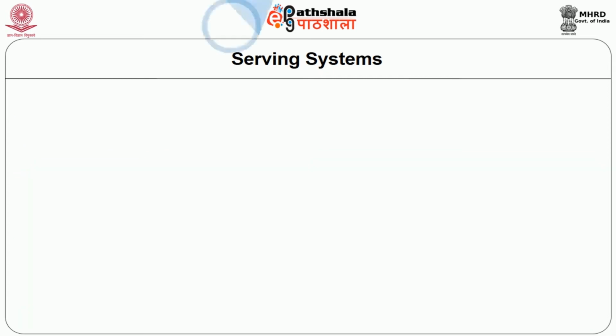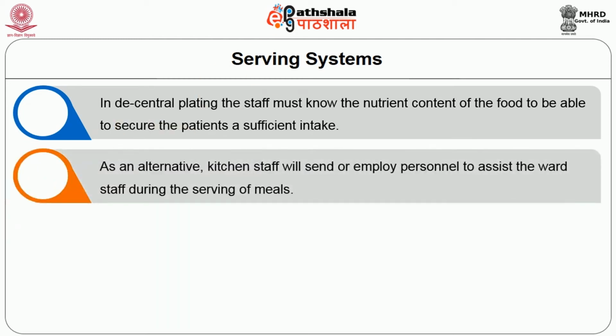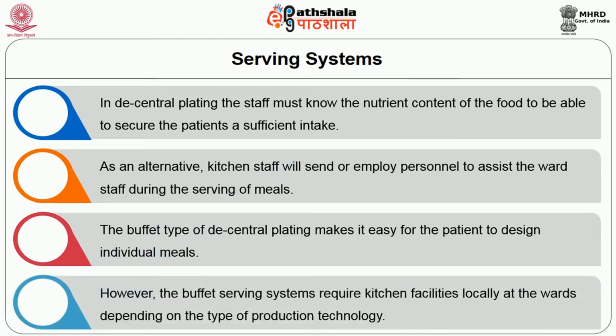In a decentralized plating, the staff must know the nutrient content of food to be able to secure the patient a sufficient intake. As an alternative, kitchen staff will send employee personnel to assist the ward staff during serving of meals. The buffet type of decentralized plating makes it easy for the patient to design individual meals. However, the buffet serving system requires kitchen facilities locally at the ward depending on the type of production technology. Remember, both the central and decentral plating require tight logistics and a range of hygienic considerations.